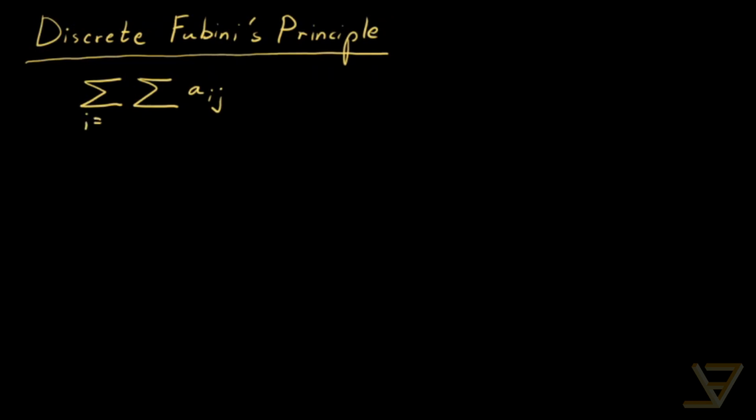So if we have a nested sum like this, i equals 1 through m, and then j equals 1 through n, we want to know when we can put the j before the i. What would the sum look like if we were to do that? I'll tell you what it is and then I'll prove it. In this case, we have j equals 1 through n and i equals 1 through m.